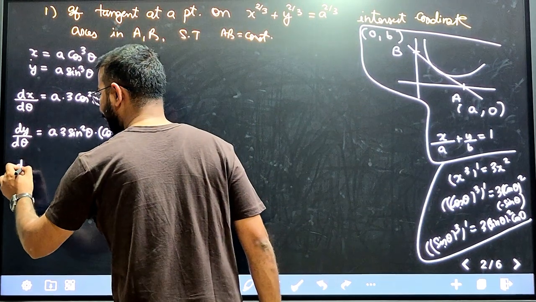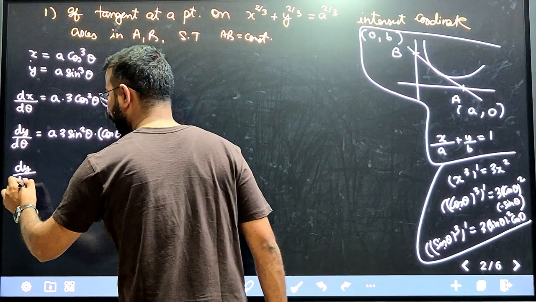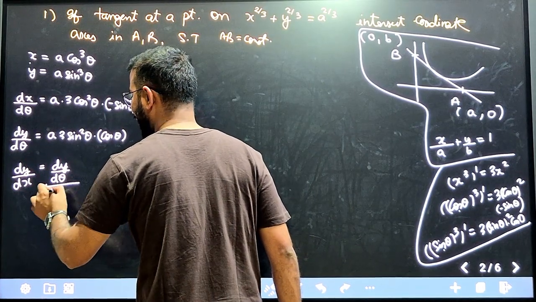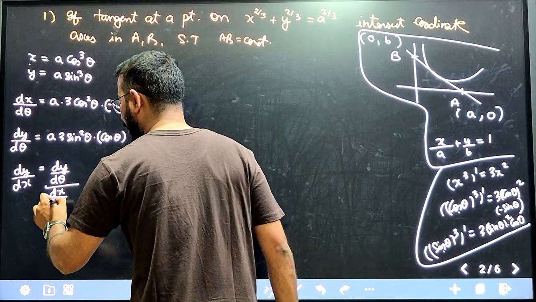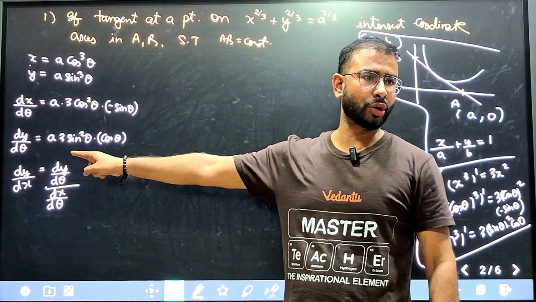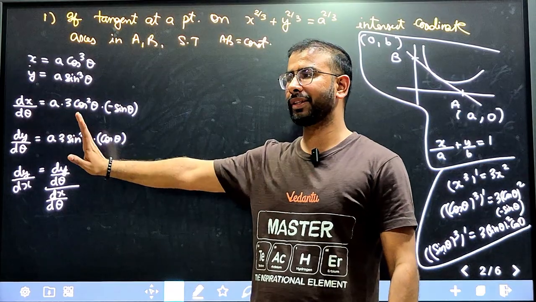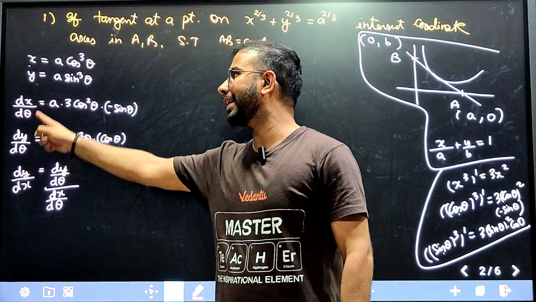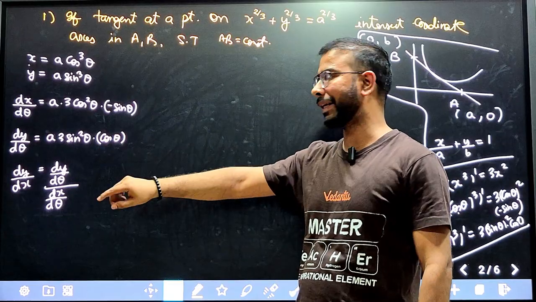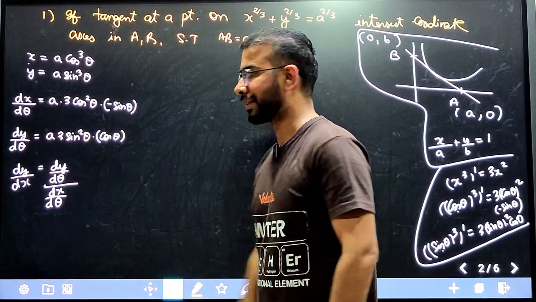Then you have to find dy by dx, which is your slope. That is dy by d theta divided by dx by d theta. One common mistake students make is that they divide in the wrong order. It is always dy by d theta divided by dx by d theta. You can solve either one of them beforehand, that does not matter. It should be y by x.